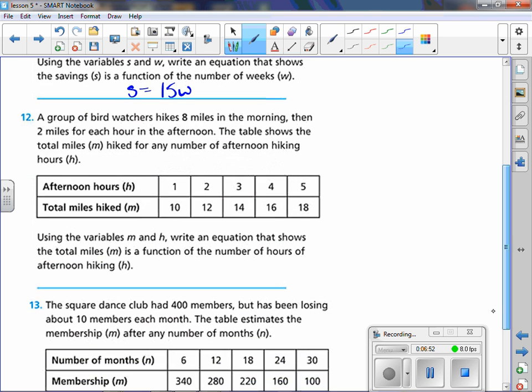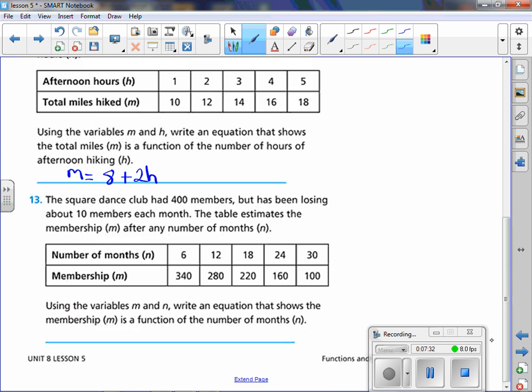A group of bird watchers hikes 8 miles in the morning, then 2 miles each hour in the afternoon. The table shows the total number of miles hiked for the afternoon. We need to use the table and write an equation, M and H, that shows miles is a function of the number of hours hiking in the afternoon. Okay, so miles equals automatically 8, because they hike 8 miles in the morning, right? Plus, however many hours they hike in the afternoon, they hike 2 miles for those hours. So 2 times the hours that they hike.